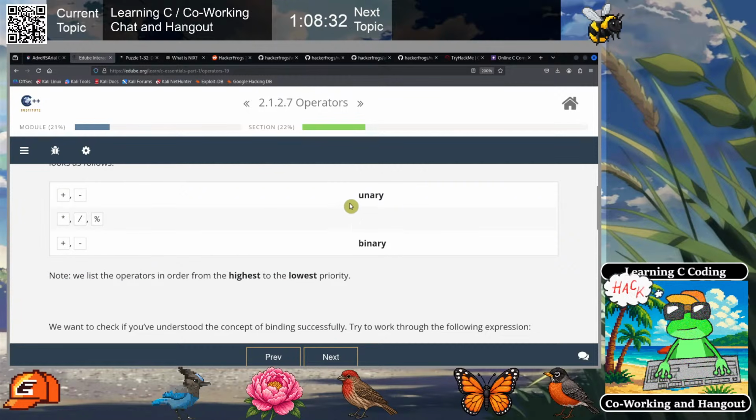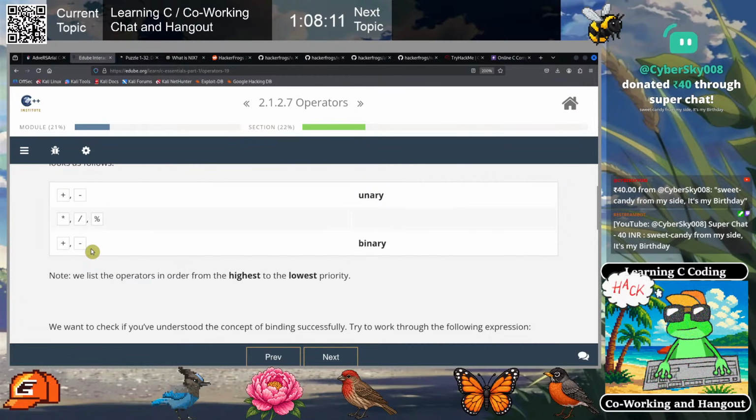So the unary operators, plus and minus, which make something positive or negative. And then on the next level we've got multiplication, division, and the modulo operation. And then at the bottom of the list is addition and subtraction.